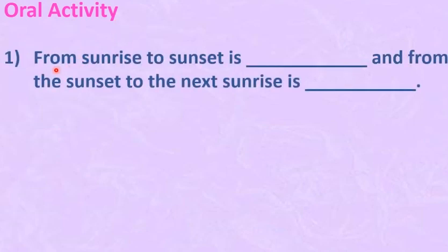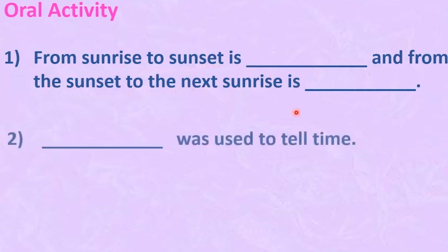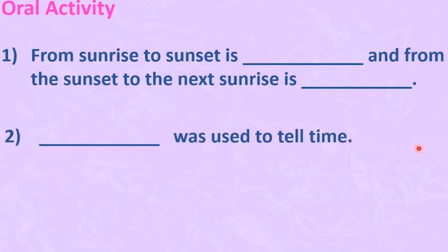Oral activity. So students, here you have to answer the questions orally based on the video. From sunrise to sunset is dash, and from the sunset to the next sunrise is dash. Dash was used to tell time.